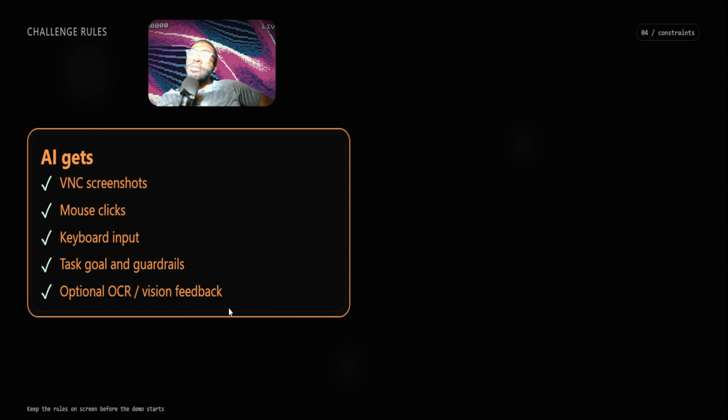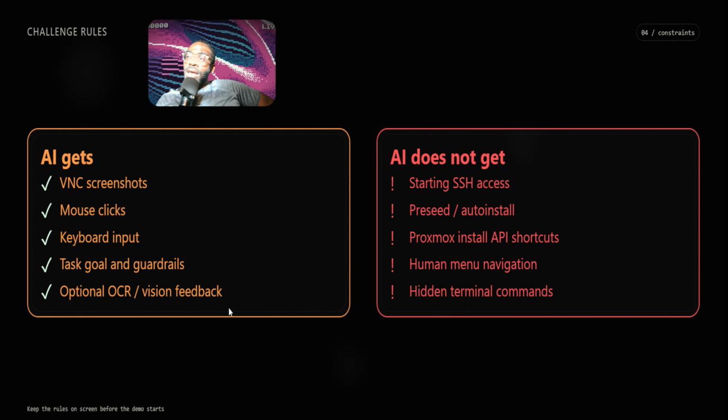So again, in this loop, the AI agent gets VNC screenshots, mouse clicks, and keyboard inputs. It gets a goal and guardrails in the form of the script, the agents.md, and the prompt we give it. And then, of course, it gets some optional OCR/vision feedback. There are some open source Python libraries that you can use to tag UI elements, and we'll be taking advantage of that here. The agent does not get SSH access.